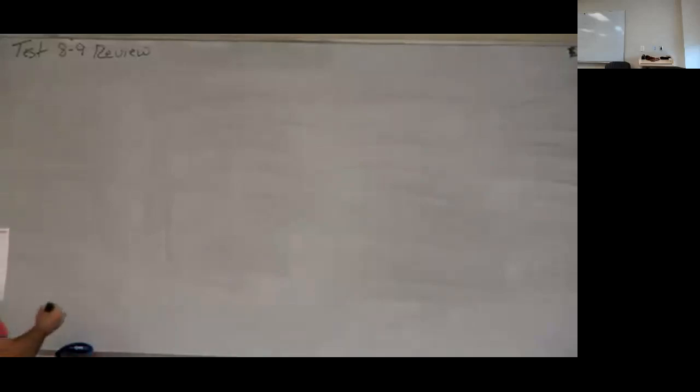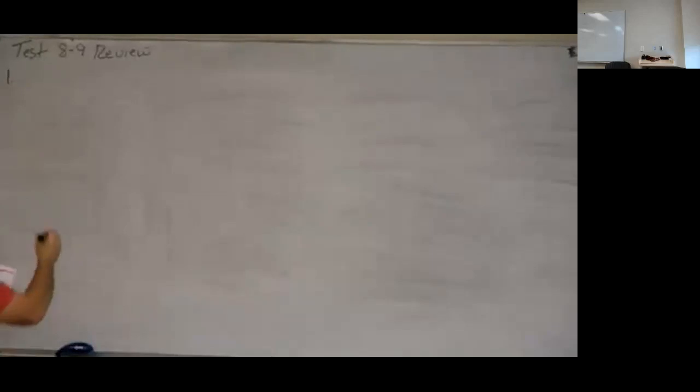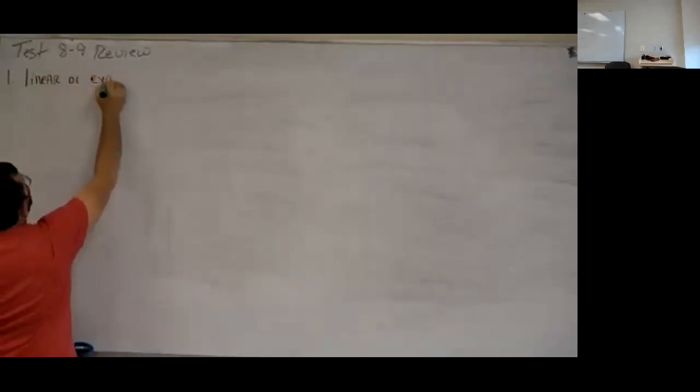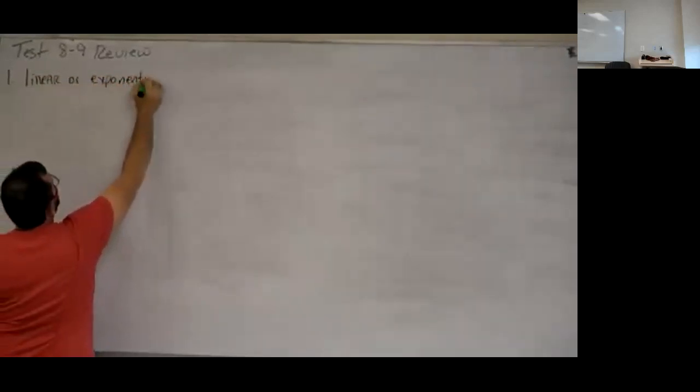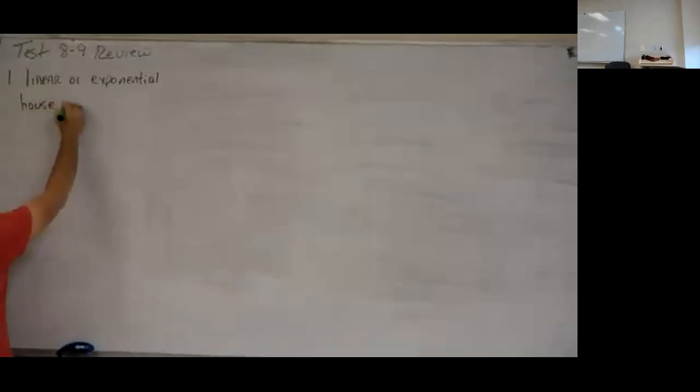So the first example, number 1. We tell whether this is linear or exponential, and then I'll find out what it's going to be worth in 3 years. So they're telling me the value of a house is increasing.